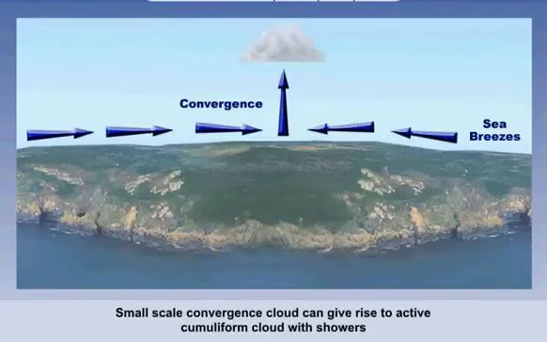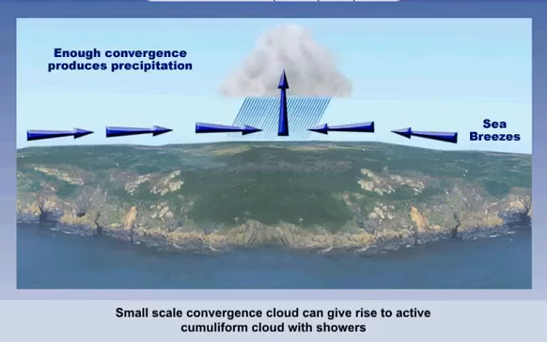So what will happen as a result of this convergence? The convergence at low levels forces the air to rise, and we know what happens when air is forced to rise. It cools adiabatically, and eventually cloud will form as the water vapour condenses out.